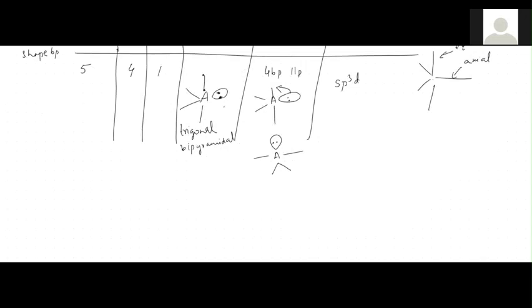Now you can see, I will ignore the lone pair. Is it looking like a seesaw? So it has a seesaw shape. I hope it is clear. Now this is 4 bond pairs and 1 lone pair.